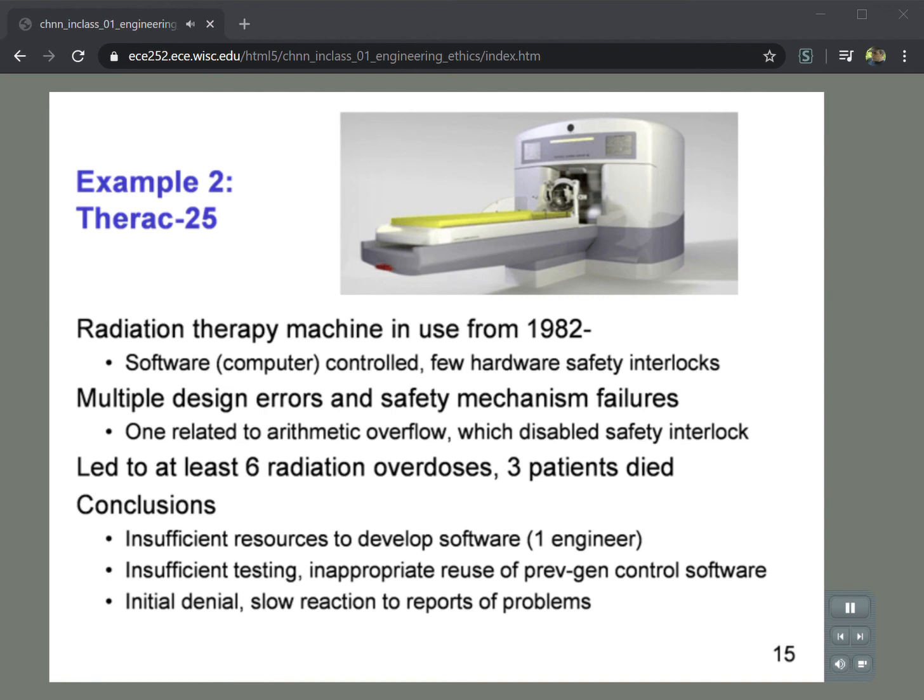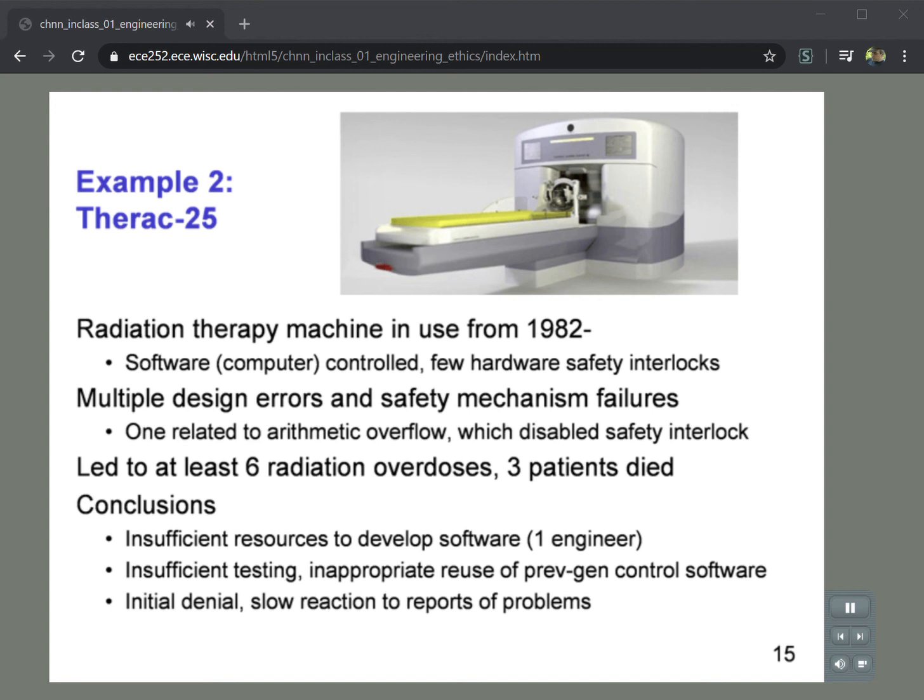Now it turned out that the software that was written for this device had many design errors in it and many safety mechanism failures in it. One of them, coincidentally, was related to arithmetic overflow, which we studied earlier in this course, and that overflow condition actually disabled the safety interlock and would allow dangerous levels of radiation dosages to be applied to patients. Ultimately, this led to at least 6 radiation overdoses. 3 patients died as a result of these failures.